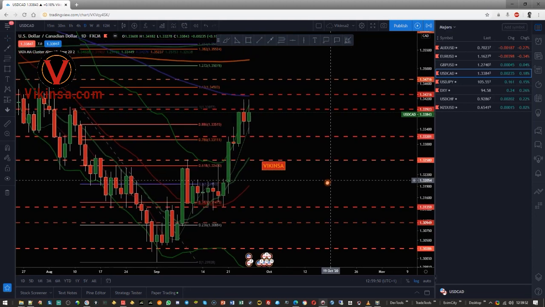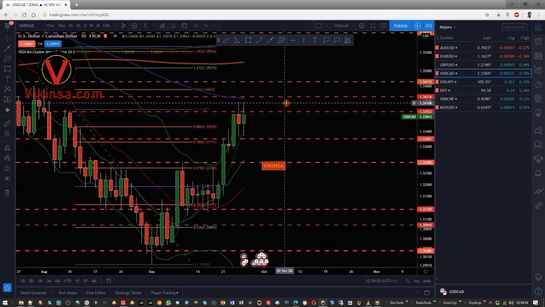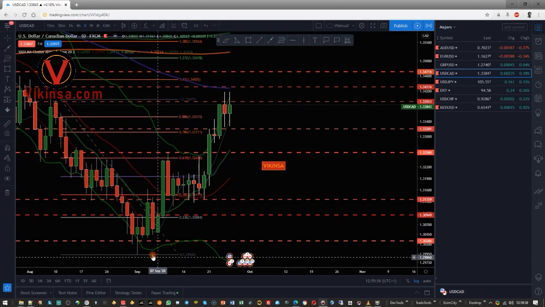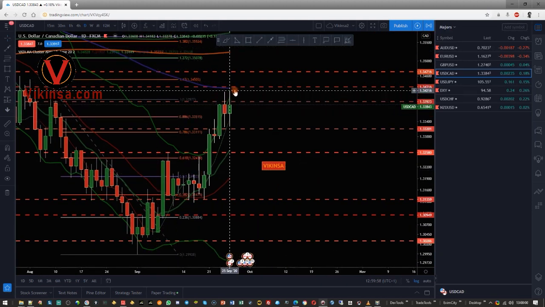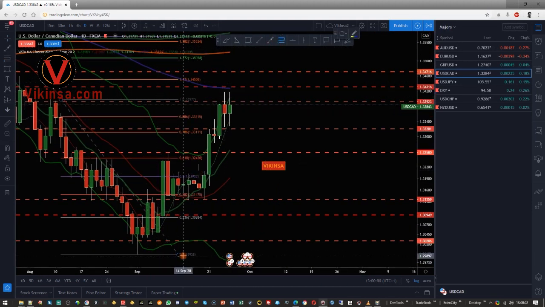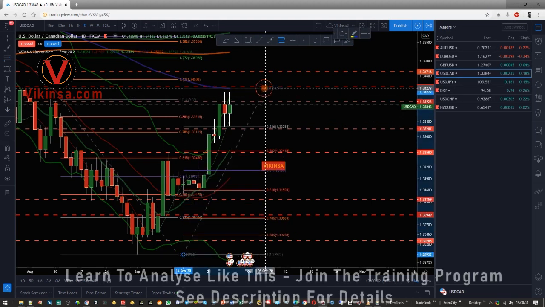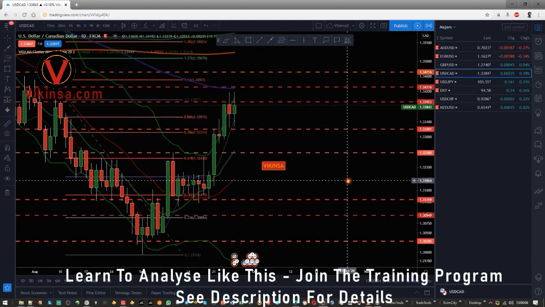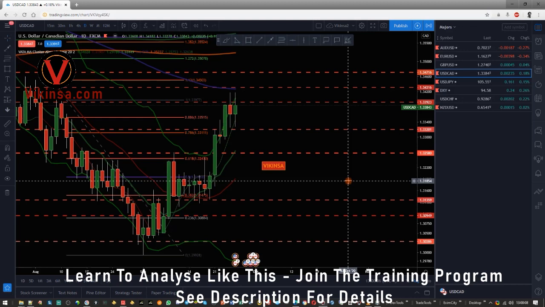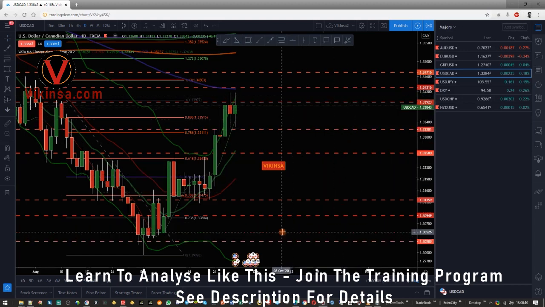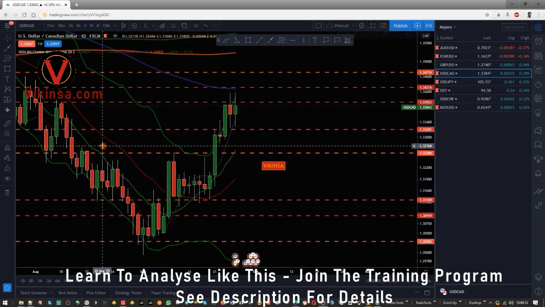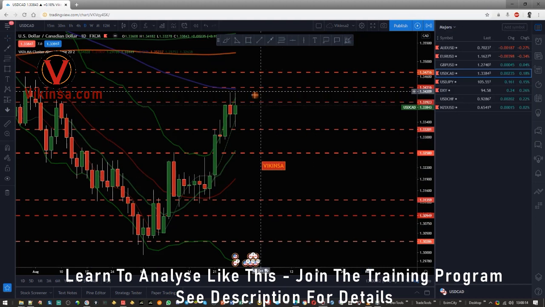So I'm not going to actually revise this analysis because all of these levels are still very important. Only thing is that if you start to take a short trade from here, then in terms of profit target, yes, all of these levels are still very important. So nothing much has changed on USD CAD. All these levels are still valid, so we are going to play them as support and resistance later on.